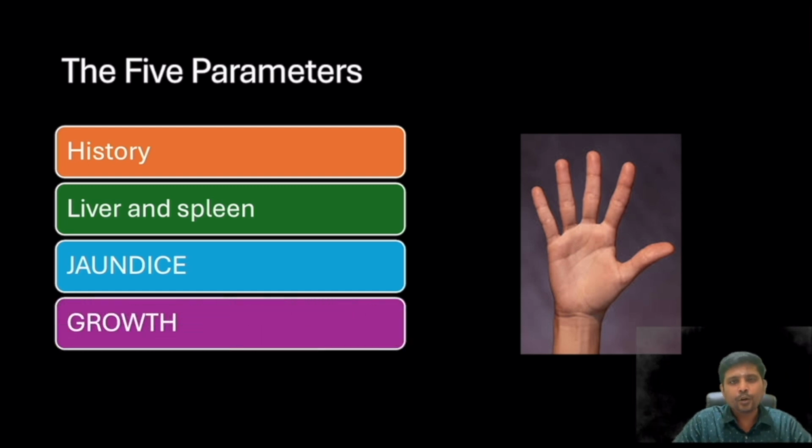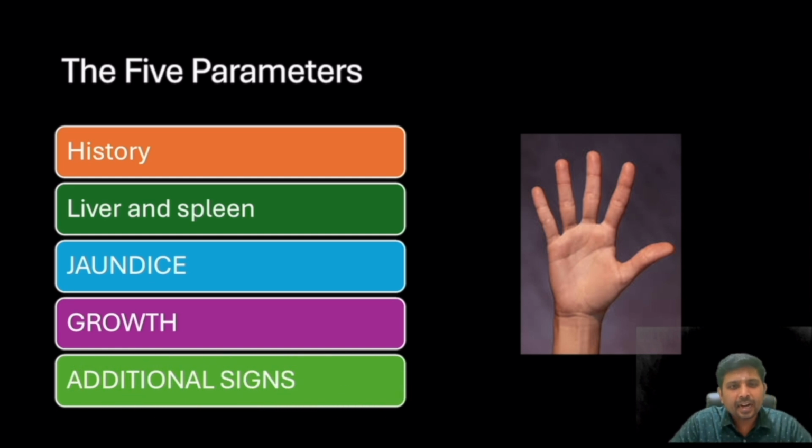Then, growth. When growth is not affected, when the child is not stunted, you are dealing with an acute process. When the growth is stunted, you are dealing with a chronic process such as chronic hemolytic anemias. Simple measurement of growth parameters, particularly height, indicates whether you are dealing with an acute process or chronic process.